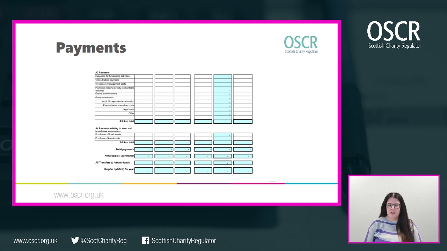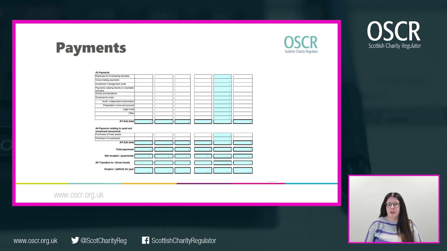Then we have governance costs. Governance costs are incurred in the process of actually helping the charity to function. So you might have had to pay a fee, for example, for an audit or an independent examination of the accounts to be carried out. Similarly, you might have paid someone to help you actually prepare your accounts. You might also have some legal costs during the year, or indeed there might be other costs that you've incurred to help you actually run the charity. There are separate lines for each of these categories.